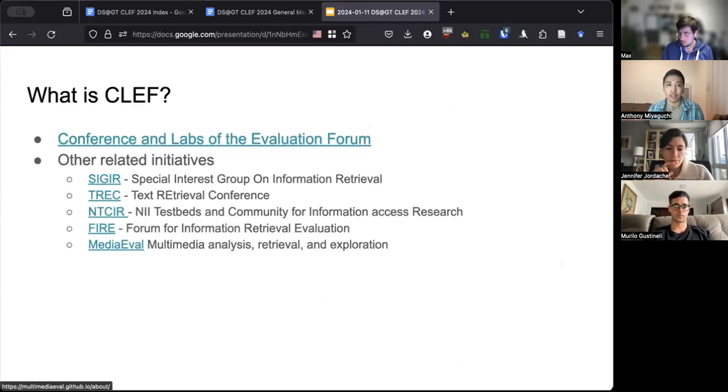So CLEF is the Conference and Labs of the Evaluation Forum. It's an information retrieval conference that has very heavy ties into both natural language processing and computer vision. So machine learning meets information retrieval, and it's a really interesting conference in my opinion. There's a couple of other related initiatives that you may or may not know. So SIG-IR is the ACM group that does information retrieval. And one of the very first information retrieval conferences was TREC, which is very focused on these tasks where groups would submit into a competitive format to collaboratively explore challenging problems. And they kind of kicked off this style of conference.